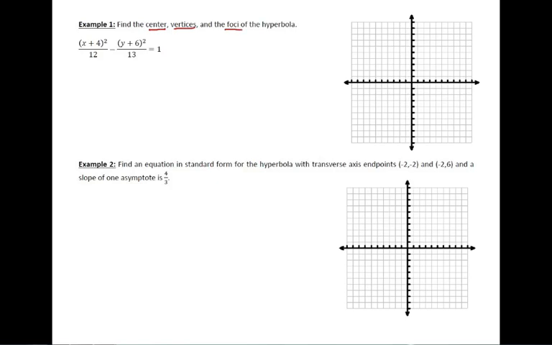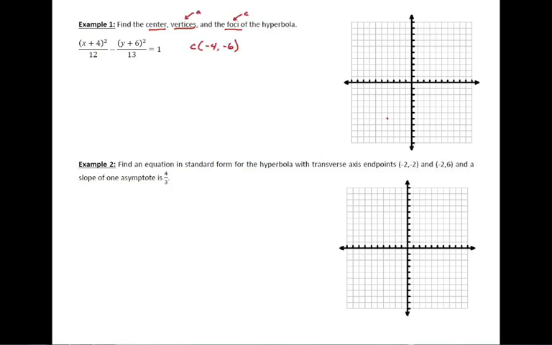So if we look at example 1, we're asked to find the center, vertices, and the foci of the hyperbola. In this case, we're just given the equation. This is much like some of the ones we did in day 5. The only difference here is if you look at the denominators of our x and y variable, they're both non-perfect squares, which is fine, but it will impact how we sketch our graph here. So the first thing I'd like to do is identify the center.